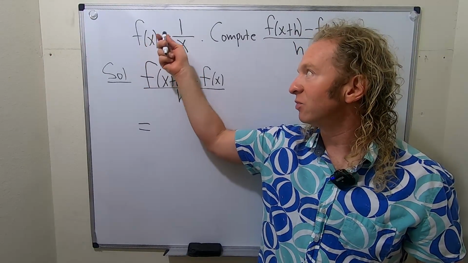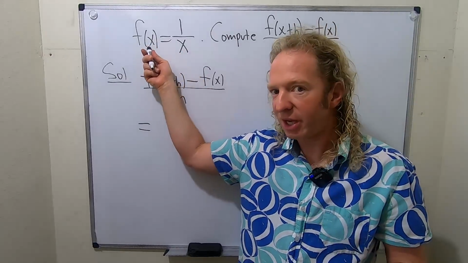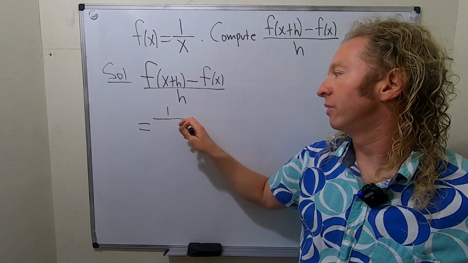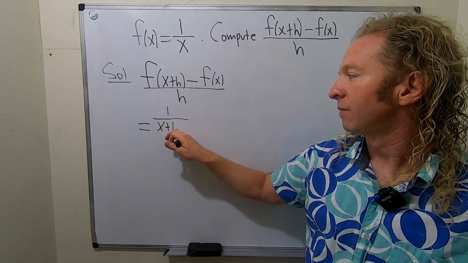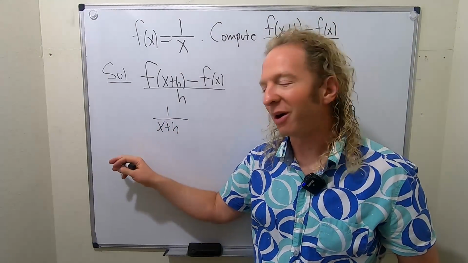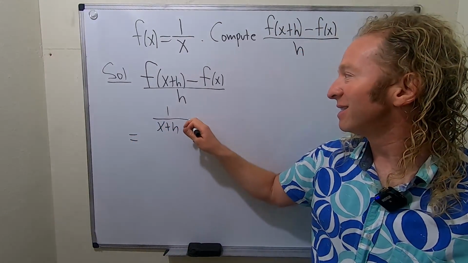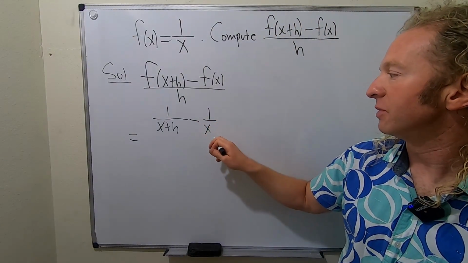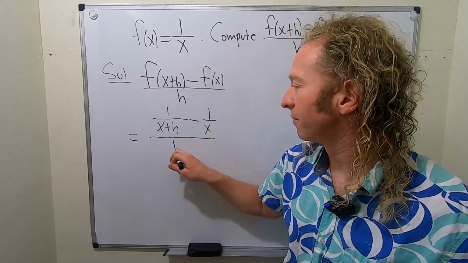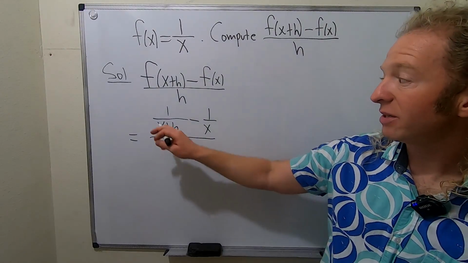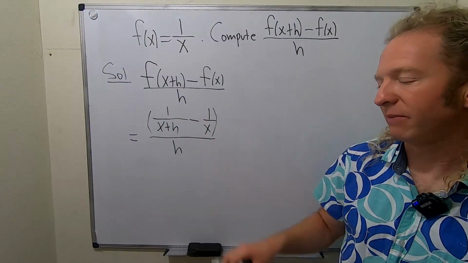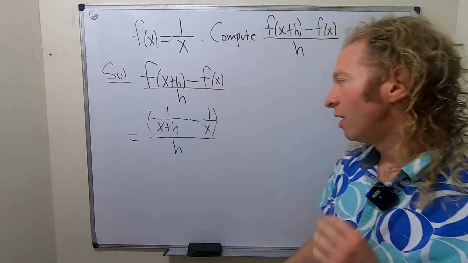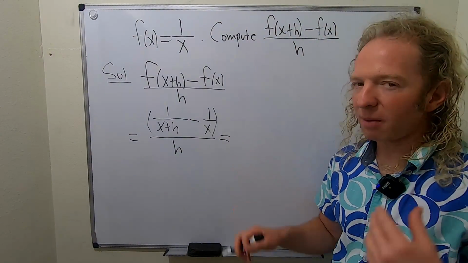f of x is 1 over x. So f of x plus h is 1 over x plus h. Minus, and then f of x is 1 over x. There it is, and this is all over h. Okay, this is in parentheses, and it's important to keep that in mind, especially because you have fractions over fractions. The next step, there's a couple ways to do it.